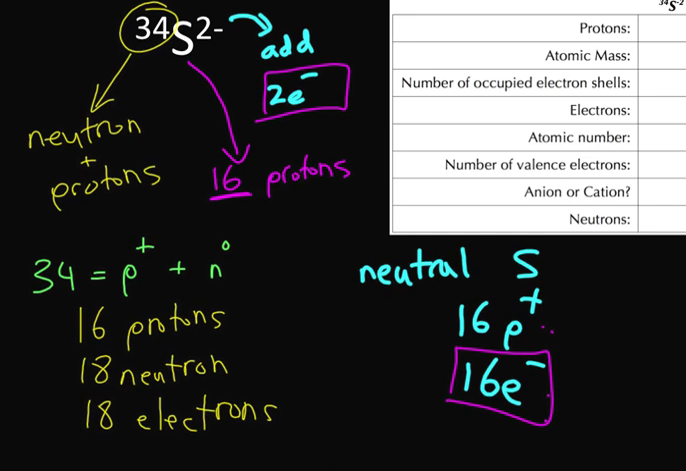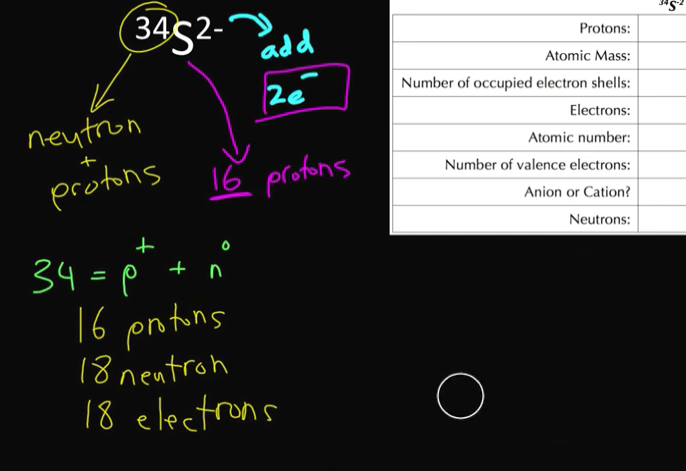So we can now fill in a few of our boxes. We have protons, that's our 16. That's our 16 protons. We have 18 neutrons, and electrons are 18 as well.